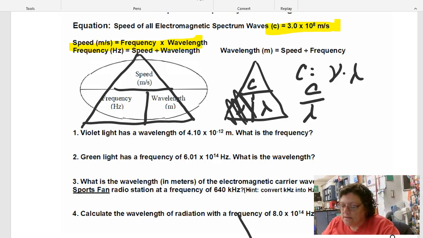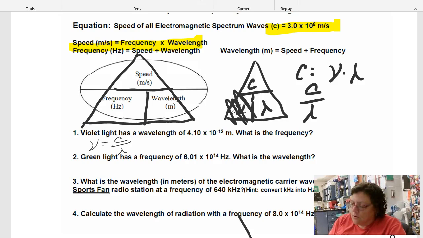The first question says violet light has a wavelength of 4.10 times 10 to the negative 12th meters. What is the frequency? So we're going to solve for frequency, which is what I have covered up right here. Frequency is equal to the speed of light divided by wavelength. So we're going to take the speed of light, 3.0 times 10 to the 8th meters per second, and we'll divide it by wavelength.